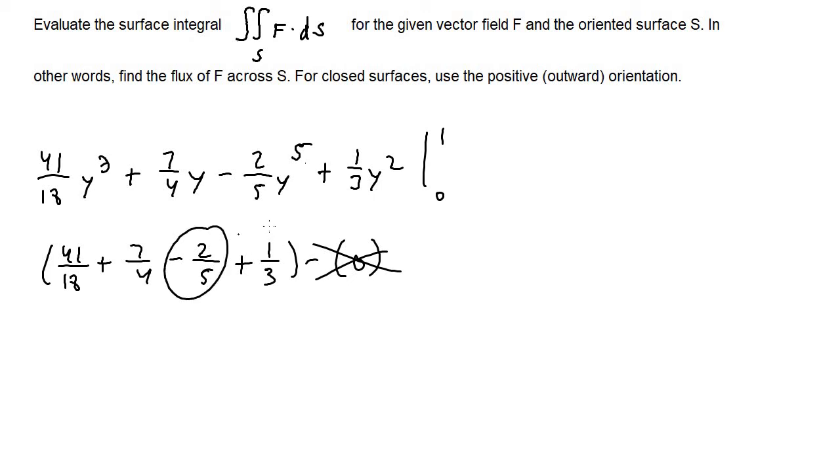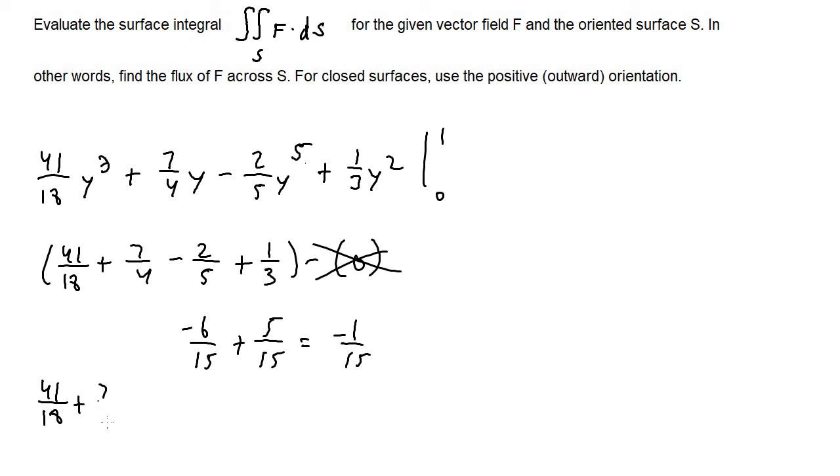So negative 2 over 5 plus 1 over 3, I can rewrite it as negative 6 over 15 plus 5 over 15. So that's going to be equal to negative 1 over 15. And so what we have left is 41 over 18 plus 7 over 4 and then minus 1 over 15. I'm just going to go ahead and use a calculator for this. And so when you use your calculator, you should get the final answer of 713 over 180.